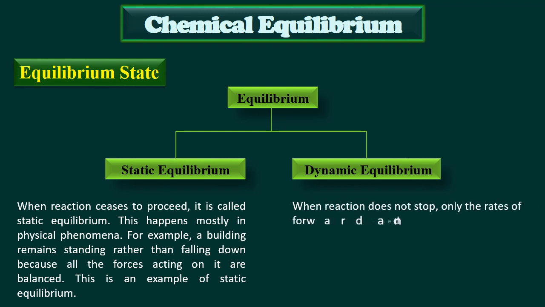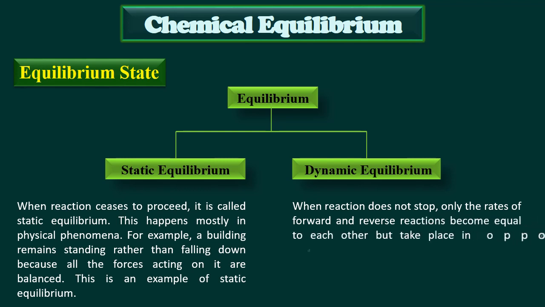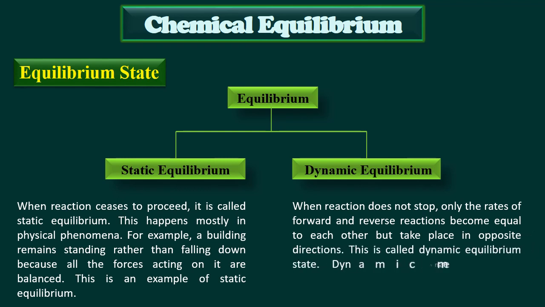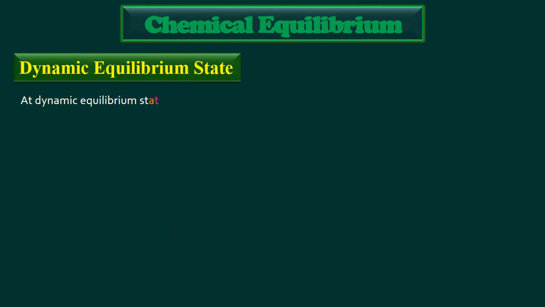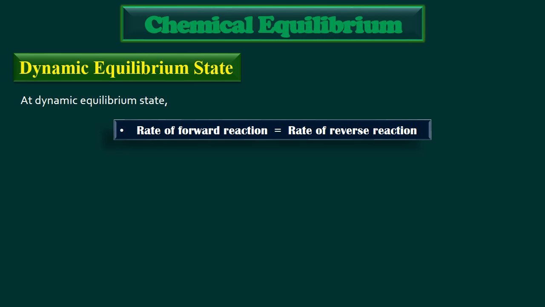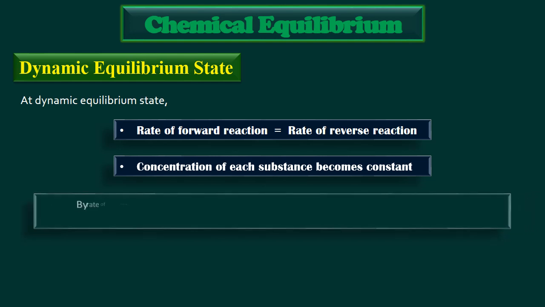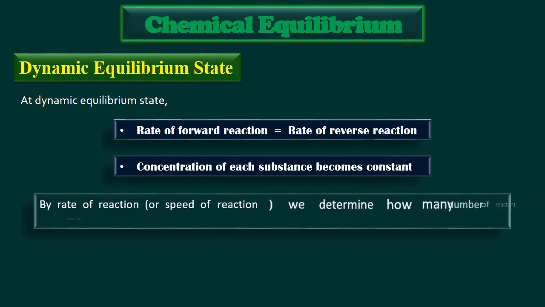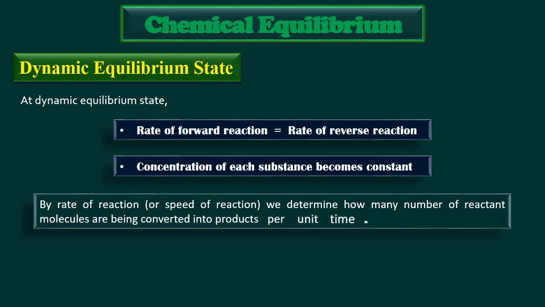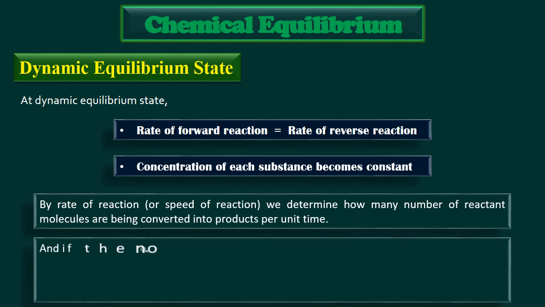When reaction does not stop, only the rates of forward and reverse reactions become equal to each other, but take place in opposite directions. This is called dynamic equilibrium state. Dynamic means reaction is still continuing. So at dynamic equilibrium state, rate of forward reaction is equal to the rate of reverse reaction, and concentration of each substance becomes constant. By rate of reaction or speed of reaction, we determine how many reactant molecules are being converted into products per unit time.